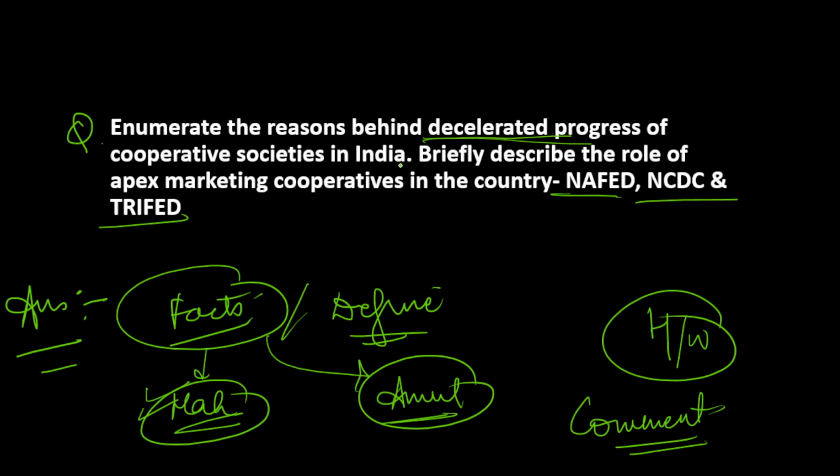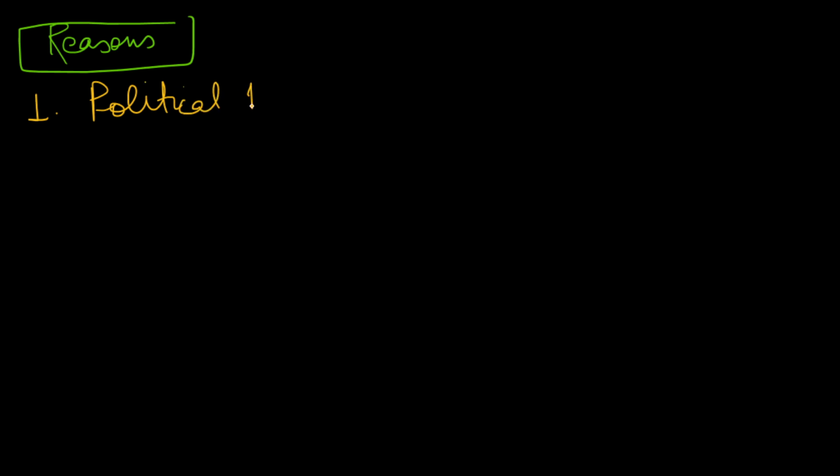So the first part of the question is asking us about the reasons behind decelerated progress of cooperative societies. So what are those reasons? We will discuss them. The first important reason is political interference. We see excessive political interference in the development of cooperative societies in many states. You may also see that elections to cooperative bodies are often delayed or manipulated by politicians. This is one of the major reasons; cooperatives are heavily interfered with by politics.